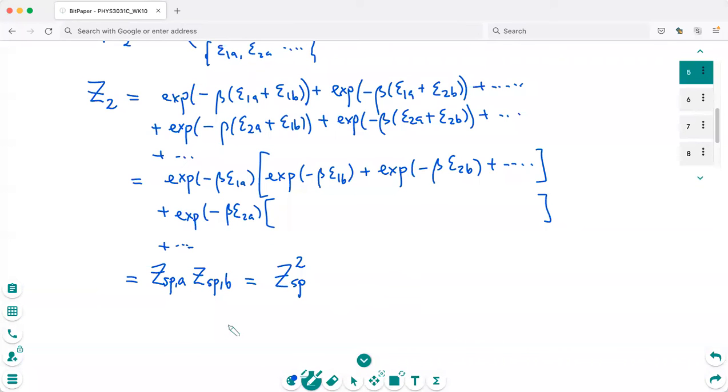So if you have N particles, what you have is this. What is the relationship between this and the single particle partition function here? You simply raise it to the power of N. And that is the result I want you to take home.